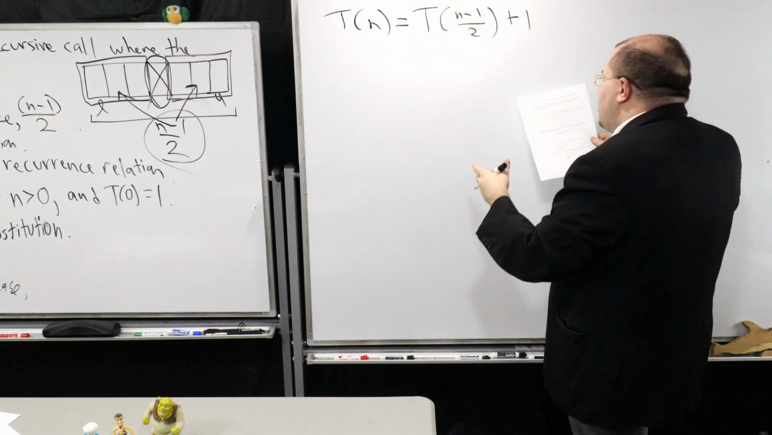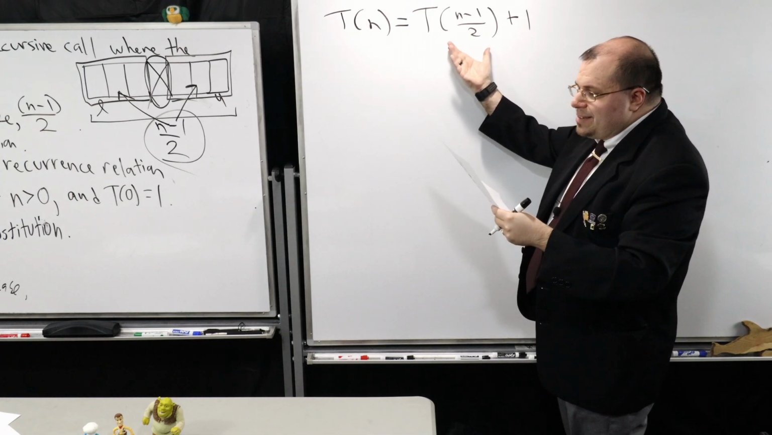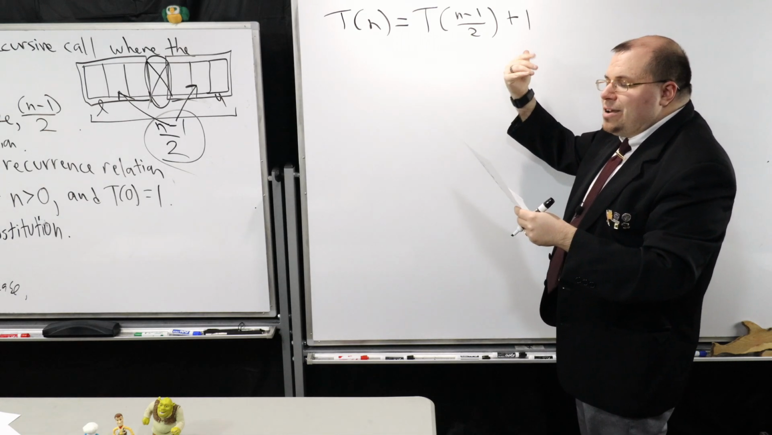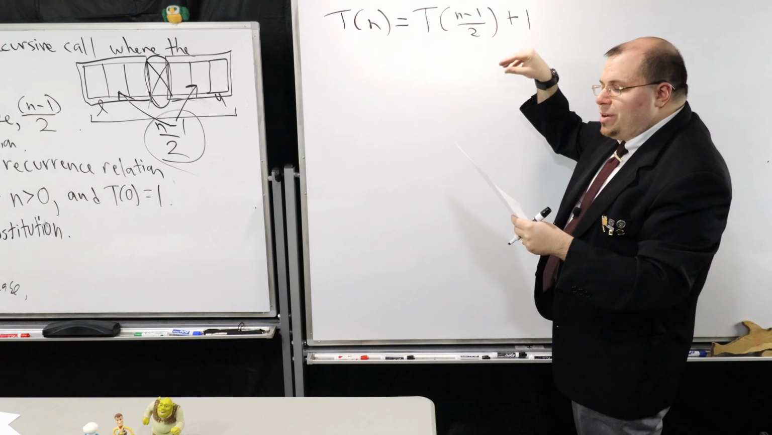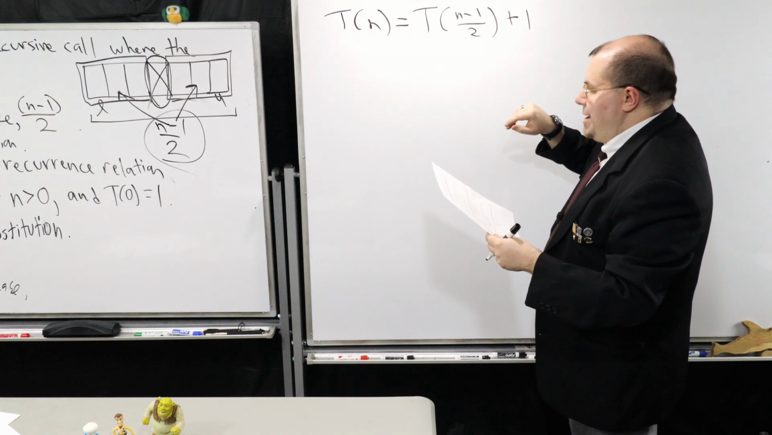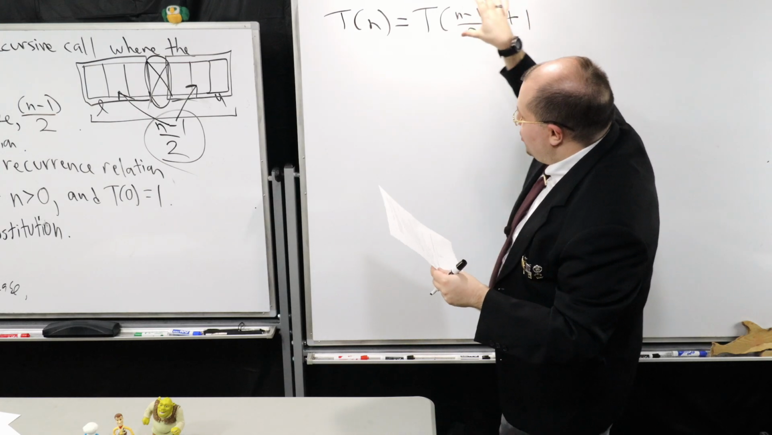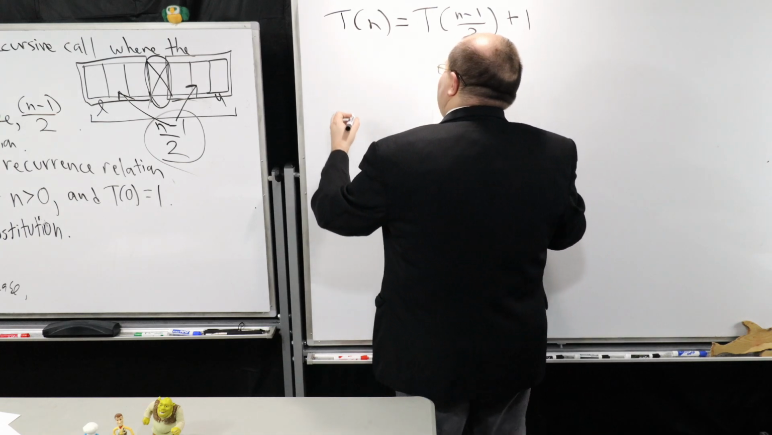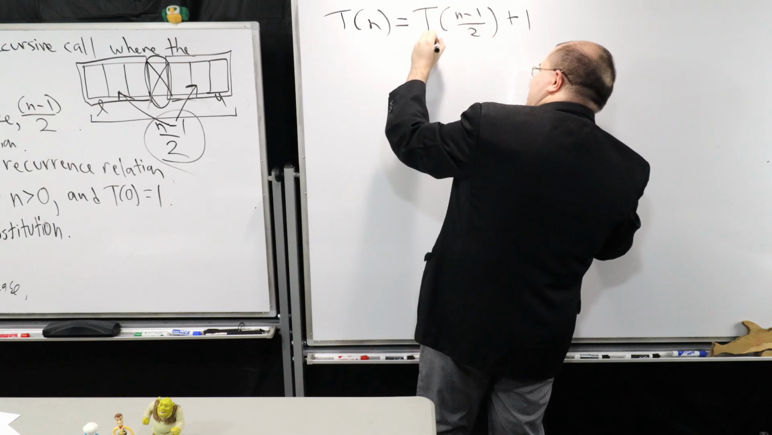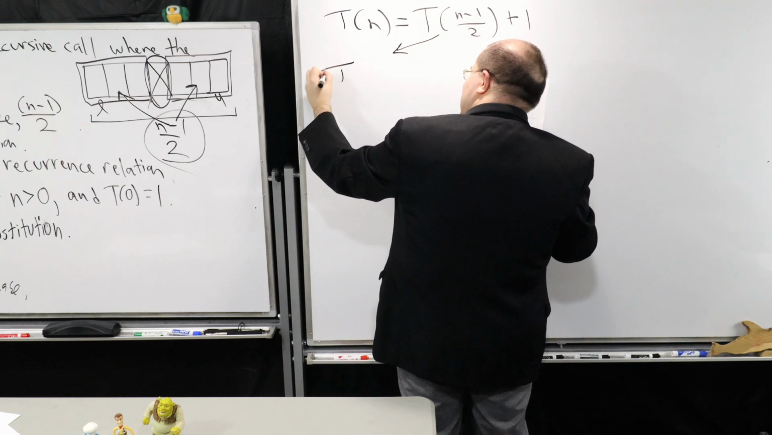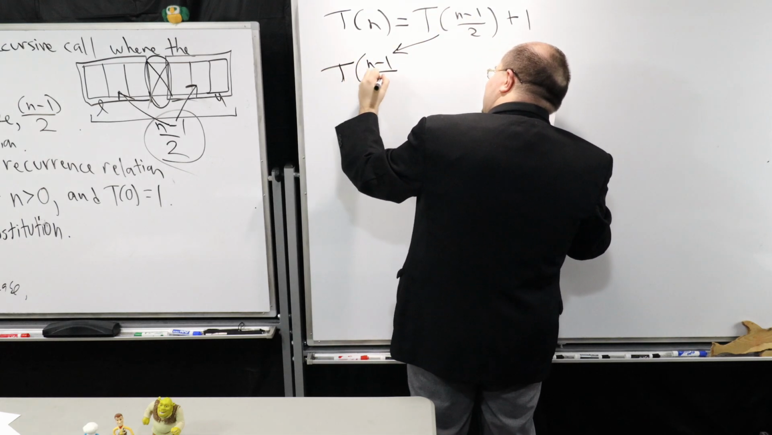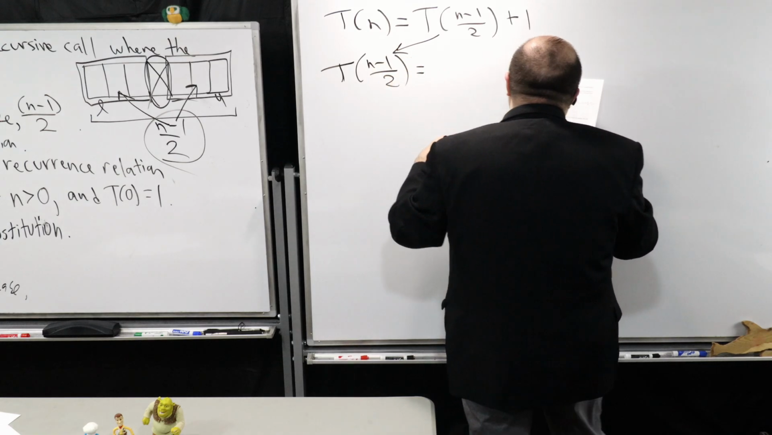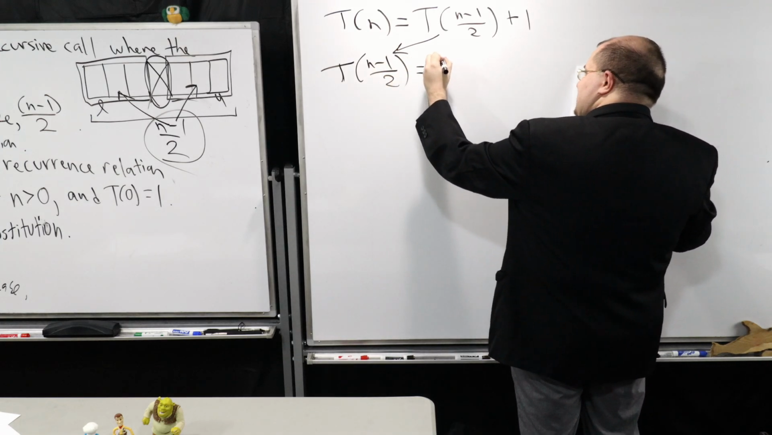Now I'm going to take this and see what it means when I substitute it in right here. I'm going to apply whatever that definition is to see if I can get a pattern. So now I'm going to consider this right here, and I'm going to put that right here. So I'm going to have T of n minus 1 over 2. I'm going to try to find a pattern.